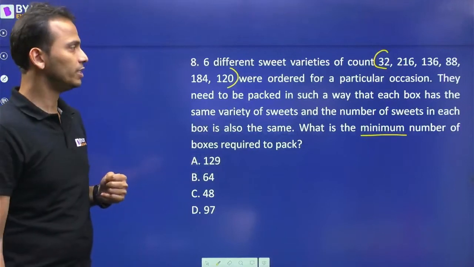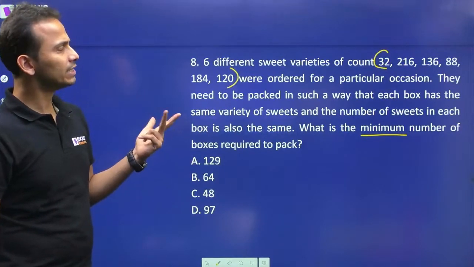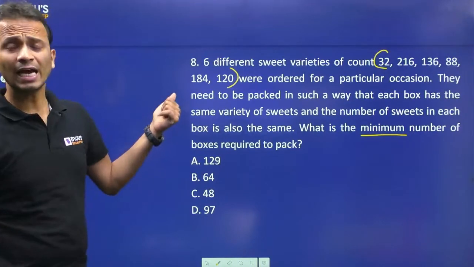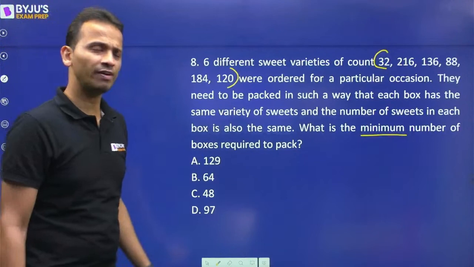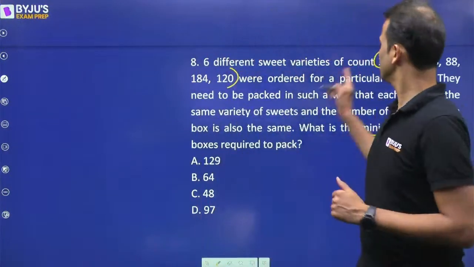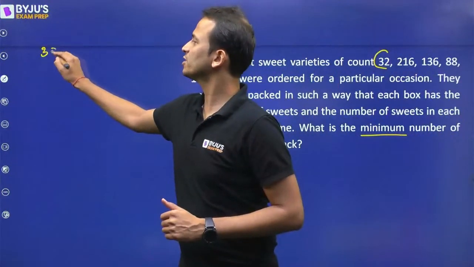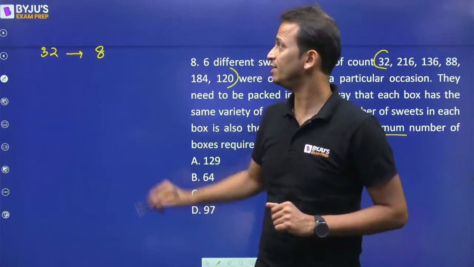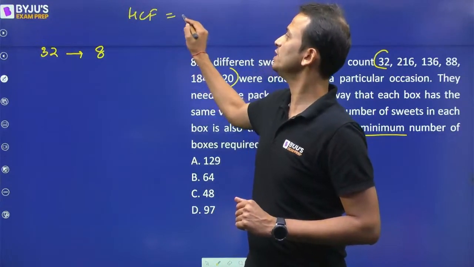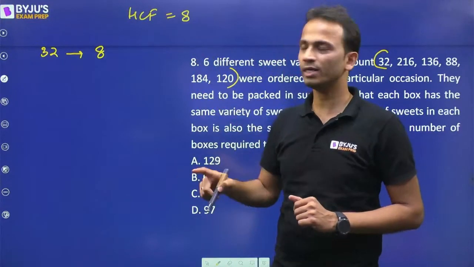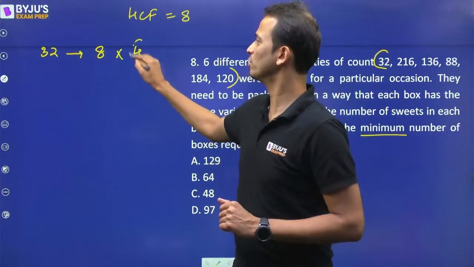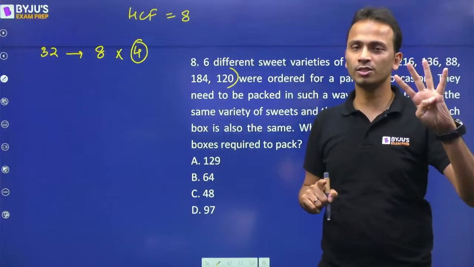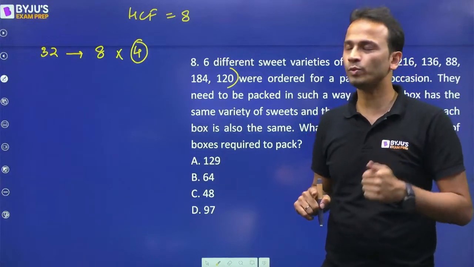Come on, jaldi. So 32 में से 8 आ जाएगा, 16 नहीं आएगा, 216 में से 8 आ जाएगा, 8, 8, 8. I can see easily 8 is the highest common factor. Okay, so let's see 32. If number of sweets is 32 and per box I'm keeping 8 sweets, which is the HCF. So HCF of these numbers is 8. So 32 can be written as 8 multiplied by 4. So for the first variety of sweets, I will require 4 boxes and every box will have 8 sweets.